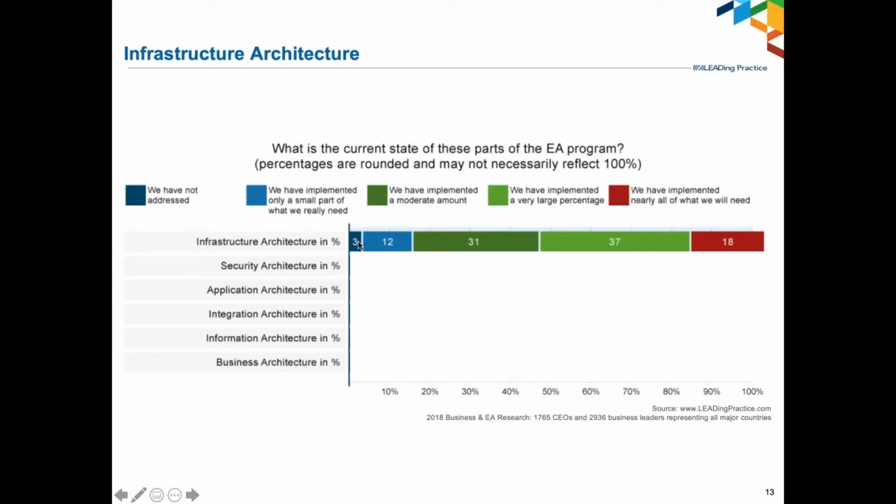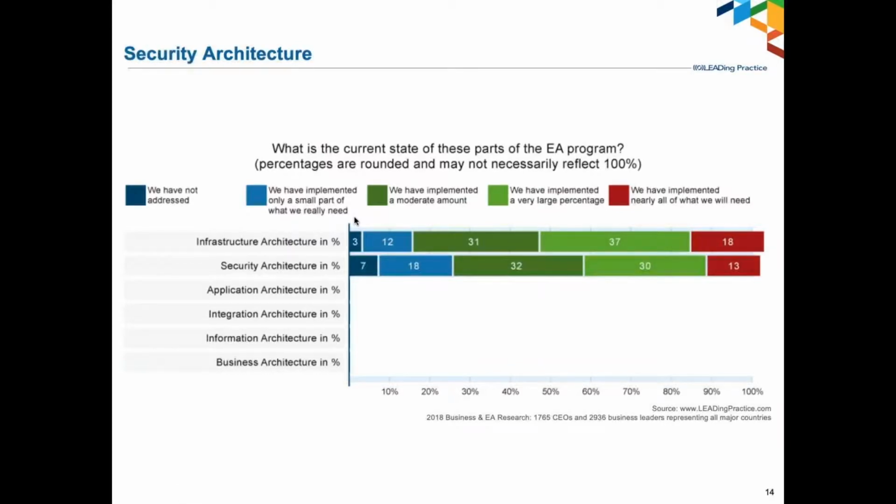3% feel they have their infrastructure architecture in place. Why? With the digital transformation they are doing, they suddenly see themselves faced with totally different challenges. Only 12% feel that they have implemented only a small part. 31% say they have a moderate amount, have implemented a very large percentage, and 80% say we think that we have actually implemented all that we wanted to do, which is very interesting. We have only 56% here who have either implemented nearly all of what they want or a very large percentage, which means, oops, we have 44% who are saying we actually don't think we have addressed this very well. So let's go to the next, security architecture.